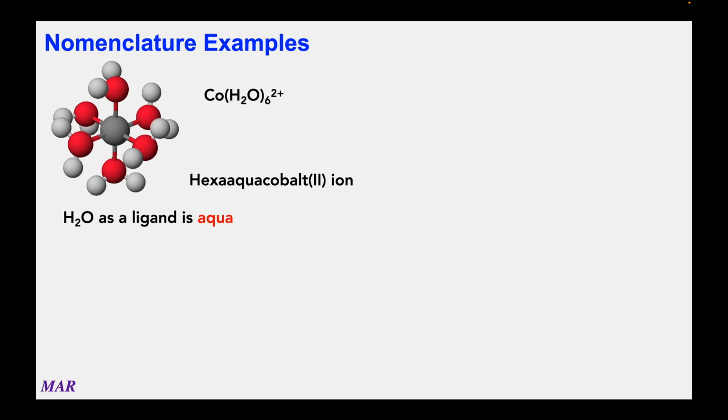And again, the important part to know is that water is called aqua in these. I'm just the messenger. I don't quite understand all the things. But anyway, there are 6 waters around a cobalt +2 ion.